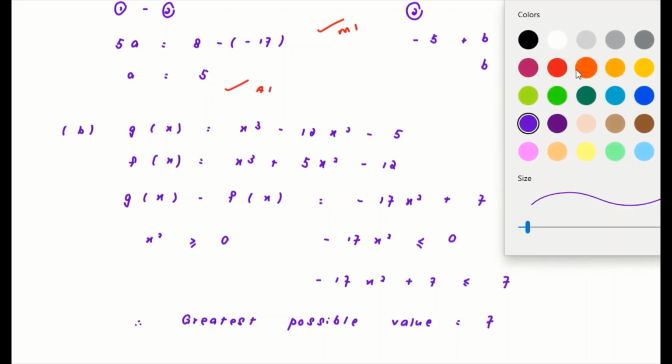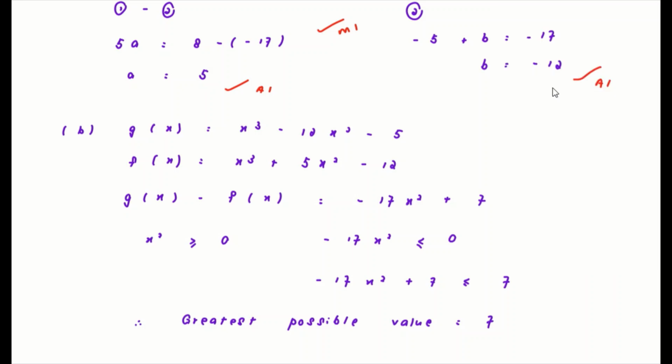So for this question, I guess it's only a 2 marks question. The thing that you need to get is to obtain negative 17 x squared plus 7. So this gives you 1 mark. After that, you'll be able to rationalize everything and get your greatest possible value, which gives you a 1. So 2. Okay, all right, so let's move on to the next question.